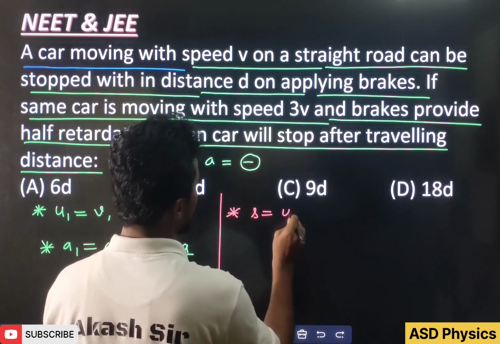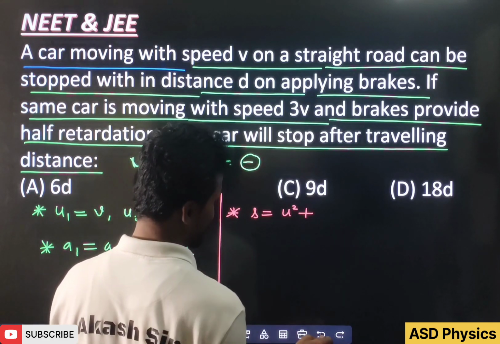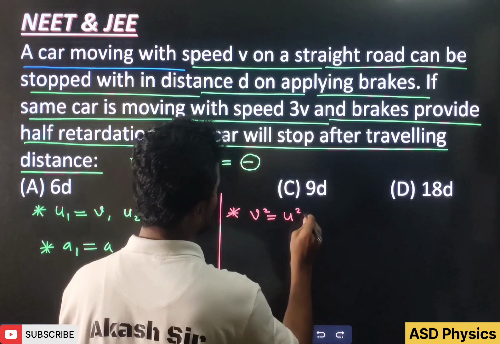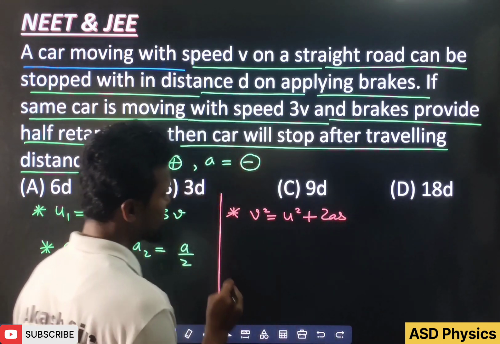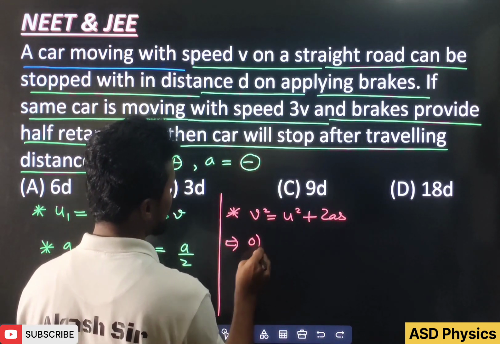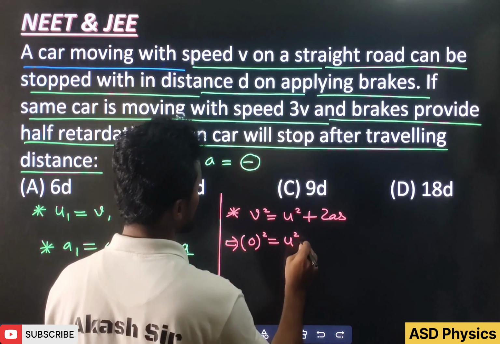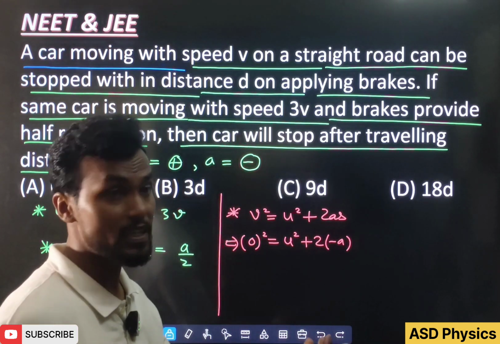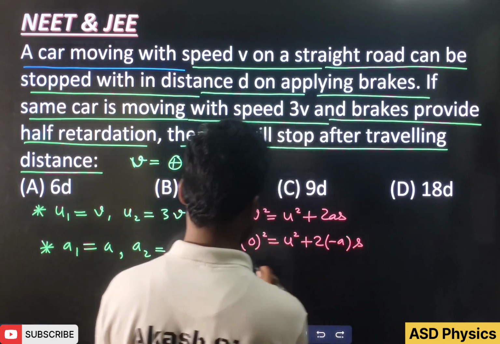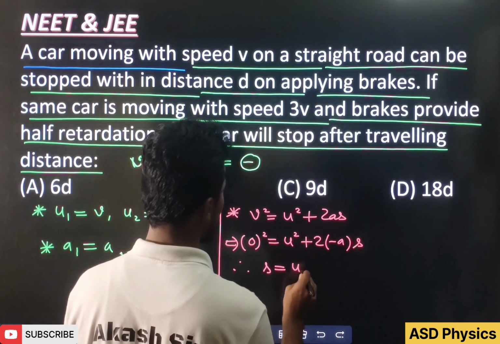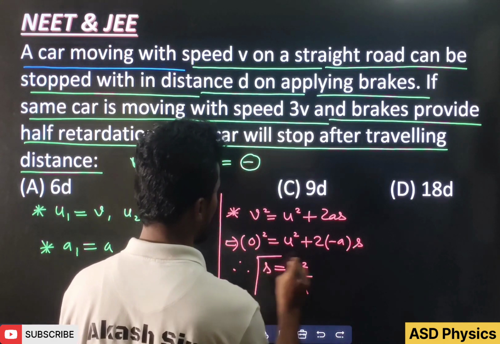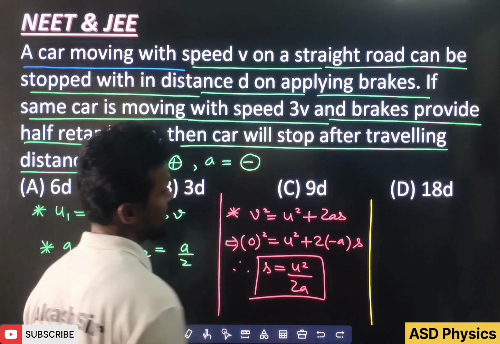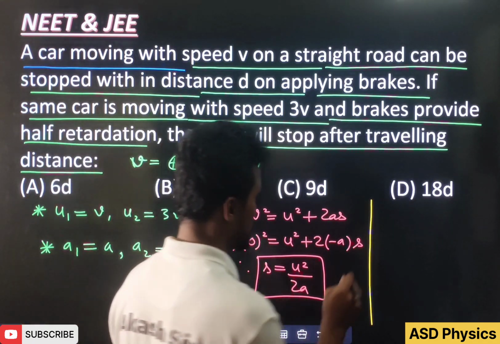So you know that s equal to... mistake happened. See, v square equal to u square plus 2as. When the car is going to stop, final velocity is 0, so 0 equals u square plus 2 into minus a into s, since retardation is happening. So s will come u square by 2a. This u square by 2a is called the stopping distance.